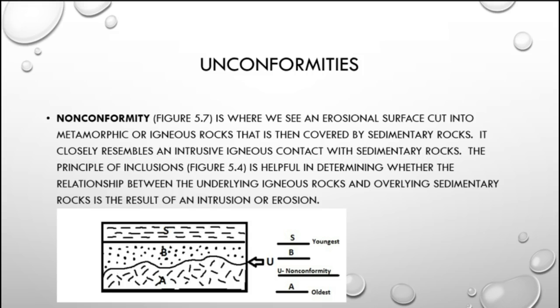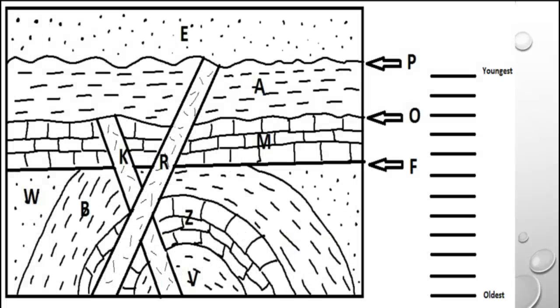Well, let's apply this on a larger scale. We come over here, we see a cross section where we've got several things going on. We want to put all this information onto the lines to the side, indicating the oldest to the youngest. Also, with those units F, O, and P, we want to name them or identify what they are.